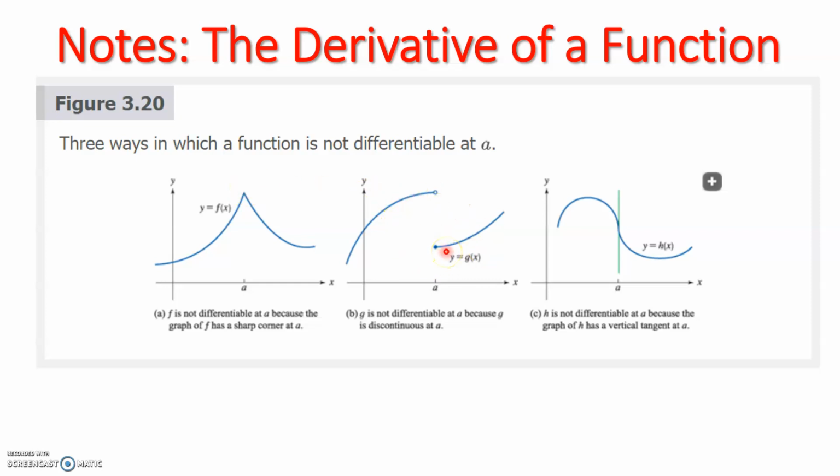Another example of where it can't be differentiable is when we have a discontinuity. So we see here in this graph of g of x, we have what's called a jump discontinuity. And so at this point, it's impossible to determine what the slope is. Because on the left, it's one value, and then on the right, it's another. Similarly, a function is not differentiable, here function h, if we have a vertical tangent at a. So you see this here, the tangent line is actually vertical. We know that vertical suggests undefined. So at that point, it would not be differentiable. That would be a divide by 0 error.